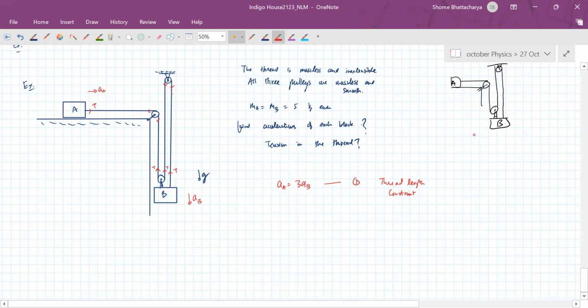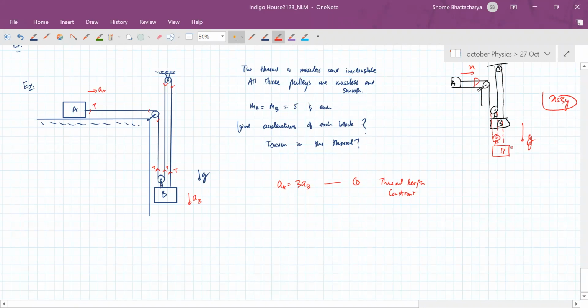So after some time, if B together with the pulley has come down through a distance of, let's say, Y, then it has pulled Y plus Y plus Y, 3Y amount of thread. So if this moves by X at that time, X has to be equal to 3Y.